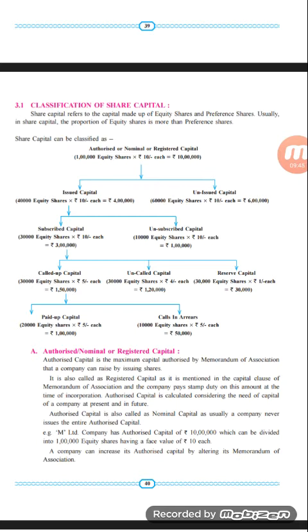So here let us see this called up capital. 30,000 equity shares of rupees 5 each. So what was the total face value of the share? Rupees 10, but here the company has called only rupees 5 each.